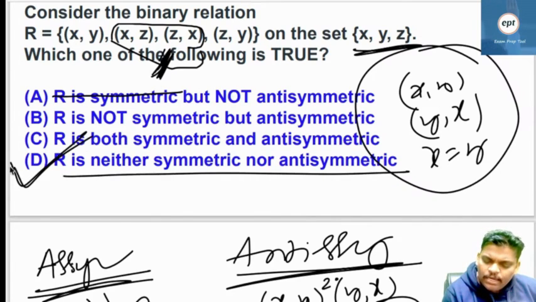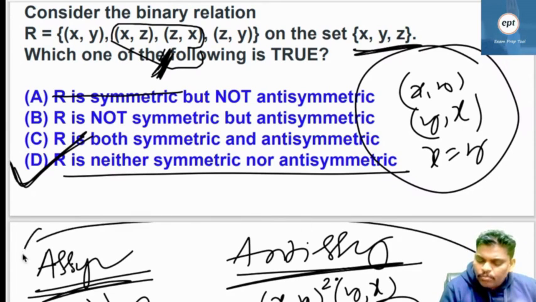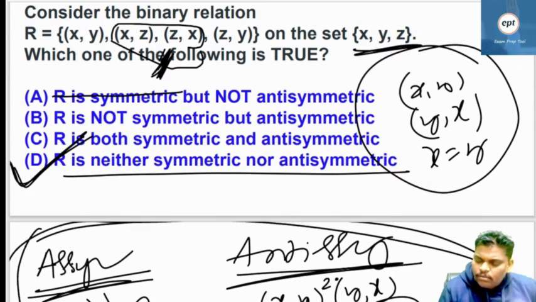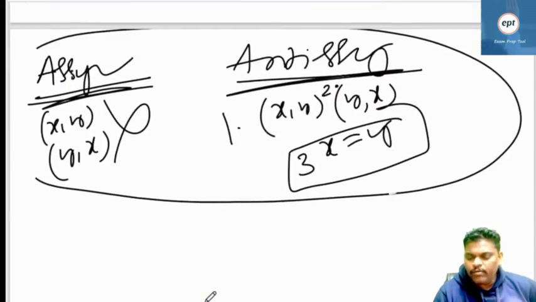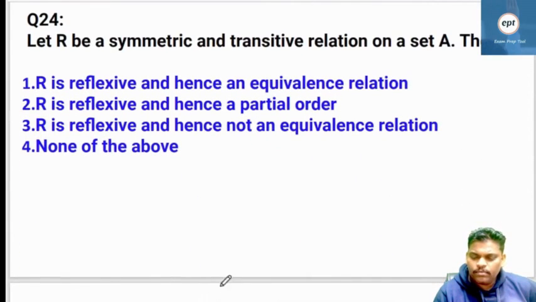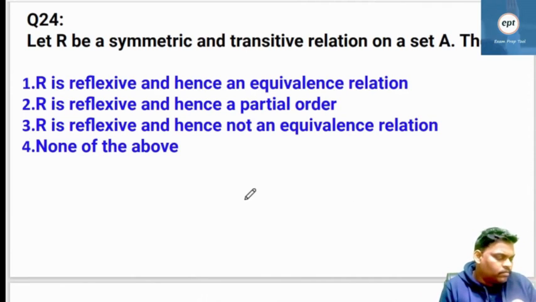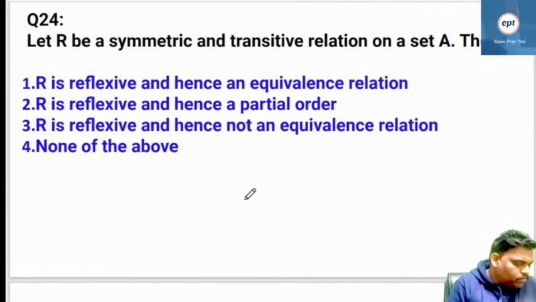Everyone has given the answer as D. If anyone is not okay with this, please see the definition of these two. This is the only thing I want to convey to you: see the difference between asymmetric and anti-symmetric. So problem number 23, everyone okay, option D. What is 24? Problem number 24.